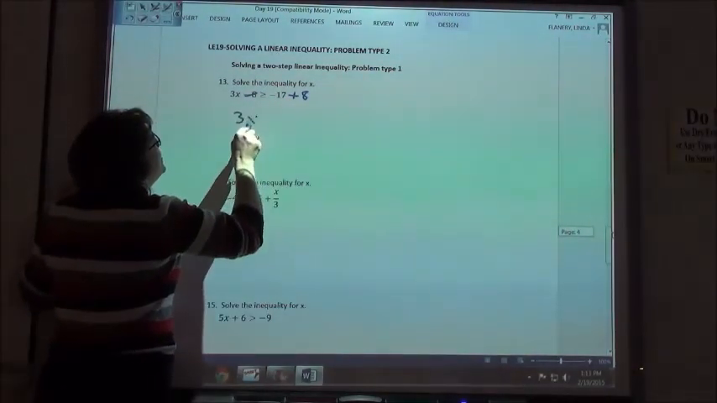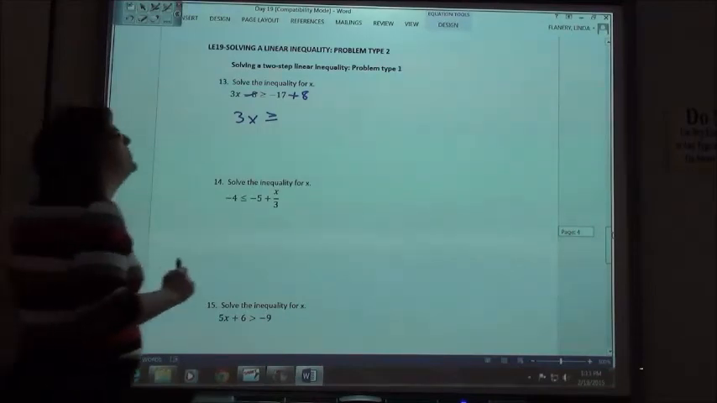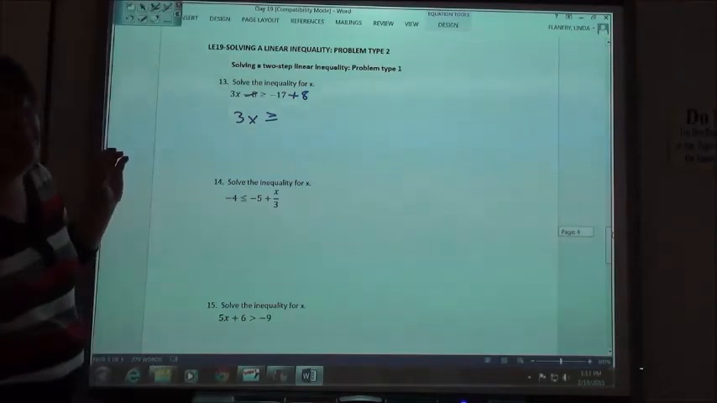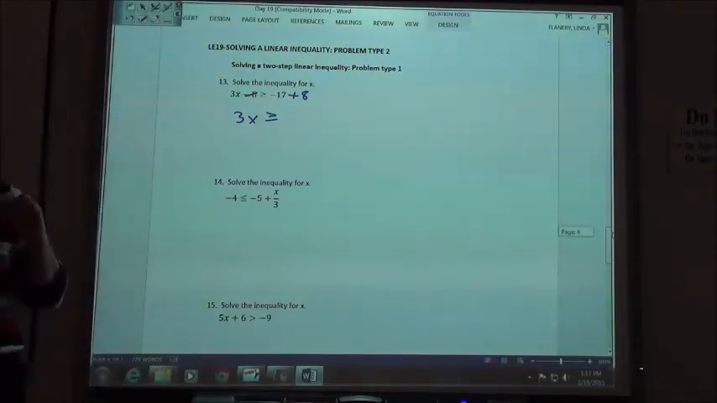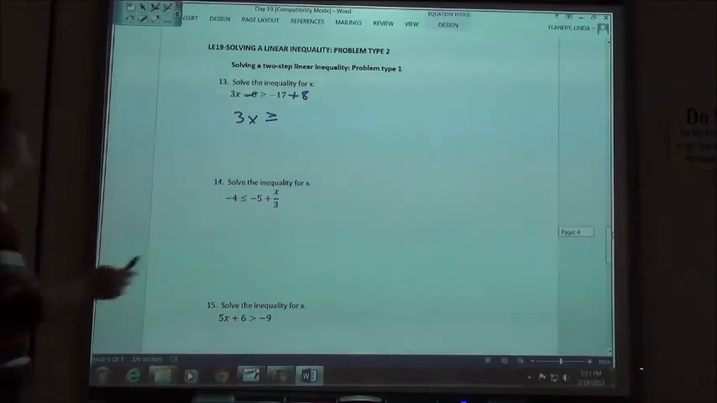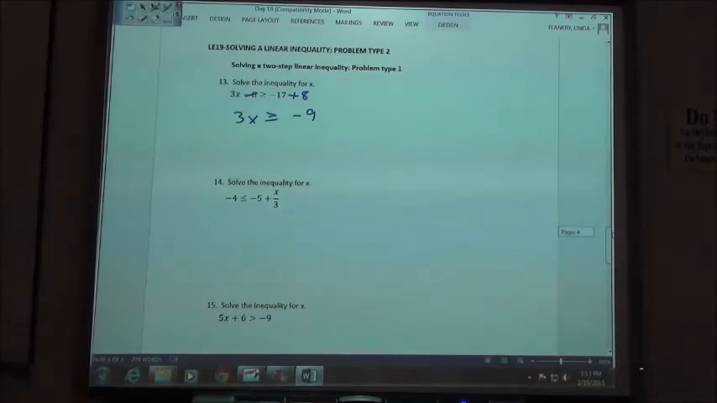So 3x is going to be greater than or equal to negative 17 plus 8 would be? Negative 25? No, because they're not both negative, right? If they're both negative, you add and keep the sign. So negative 9, because what's your rule when your signs are opposite? Subtract and take the sign of the larger. So negative 9. Then I'm going to do what to solve that?